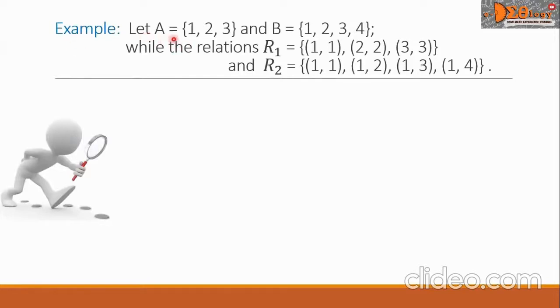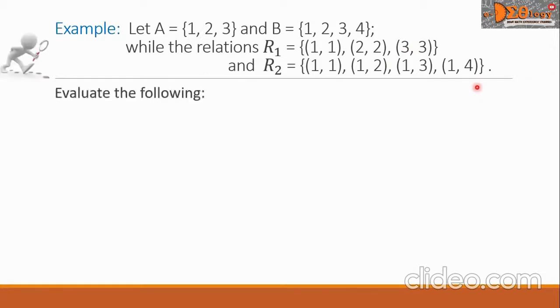Let set A have elements 1, 2, and 3 and set B have elements 1, 2, 3, and 4, while the relation R sub 1 equals the ordered pairs (1, 1), (2, 2), and (3, 3), and relation R sub 2 has the ordered pairs (1, 1), (1, 2), (1, 3), and (1, 4) respectively. Let us evaluate the following.